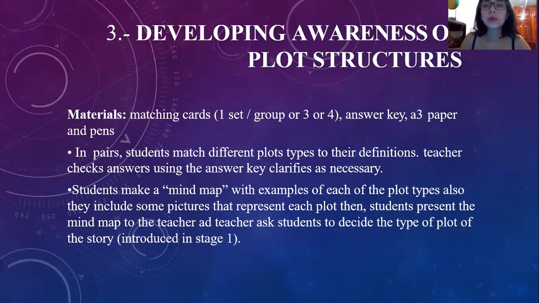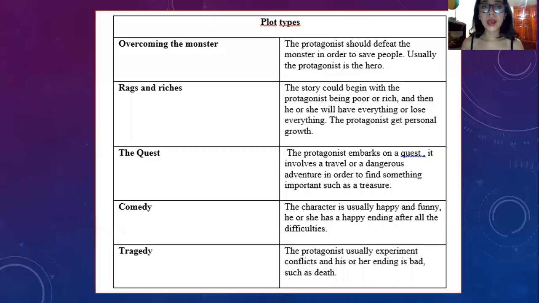Also, we have the third step, developing awareness of plot structures. We have materials: matching cards, answer key, paper, and pens. In pairs, the students match different plot types to their definitions, as you can read in the next slide. Then students make a mind map with examples of each plot type. Also, they include some pictures that represent each plot. Then here we have the description of each plot type. For example, overcoming the monster, rags to riches, and they are types of plots. On the other side, it is the description.